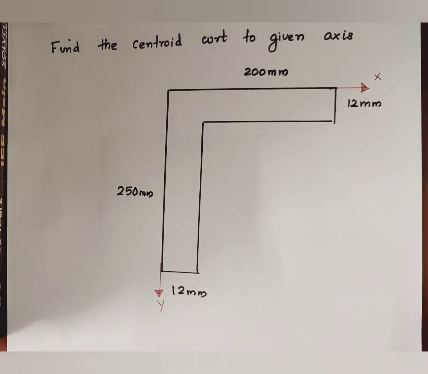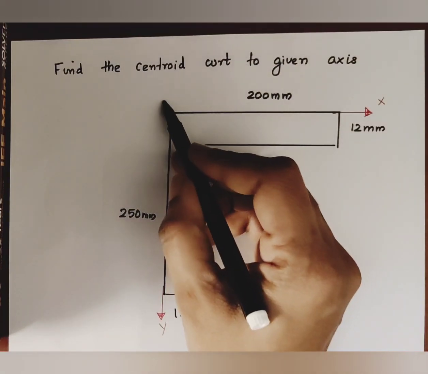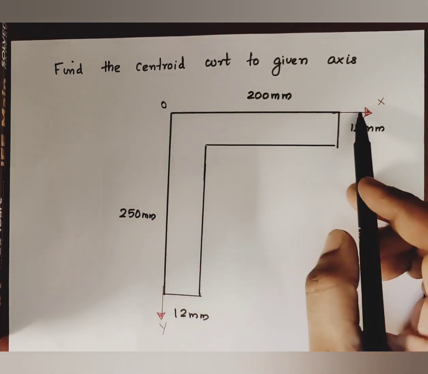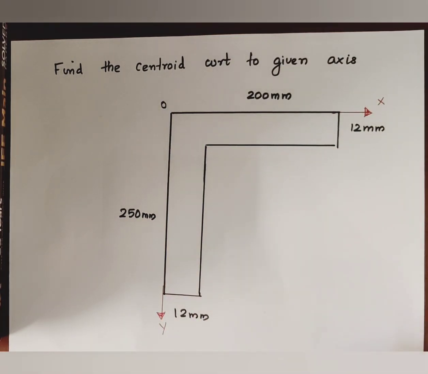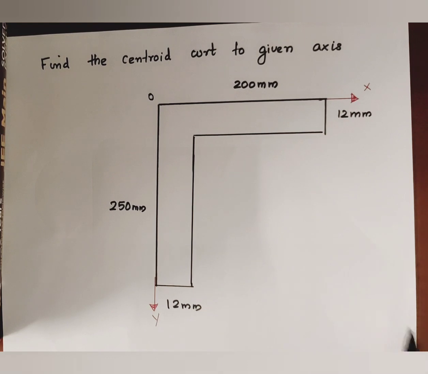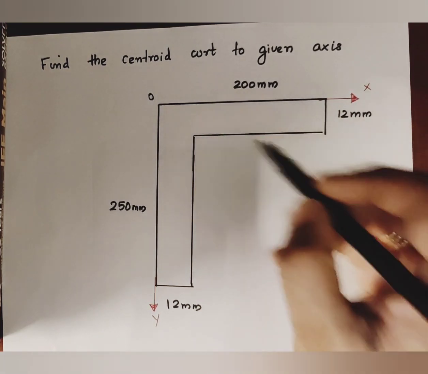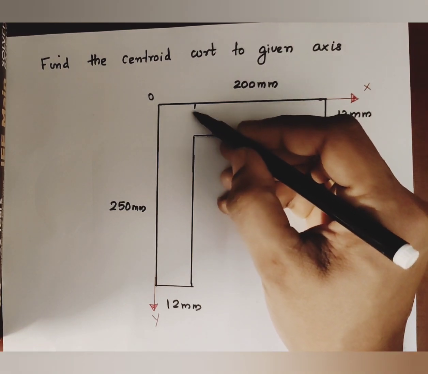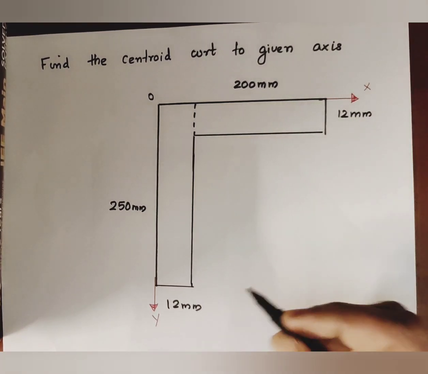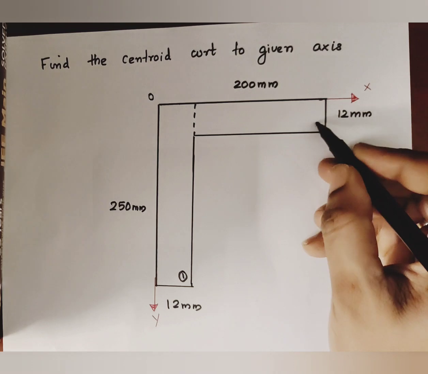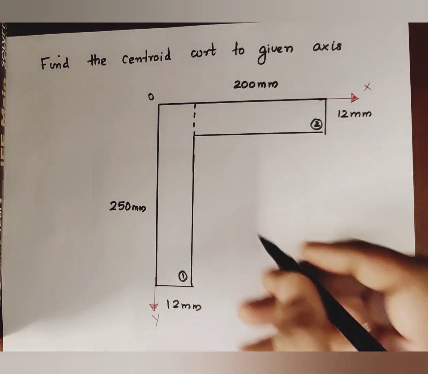So next we will see the centroid of an L section with respect to the given axis. So here the axis is given in the question. This is the OX axis and this is the OY axis. So with respect to this axis, you have to calculate the centroid. It is made up of two rectangles. You have to split it into two rectangles. This is your first rectangle and this is your second rectangle.